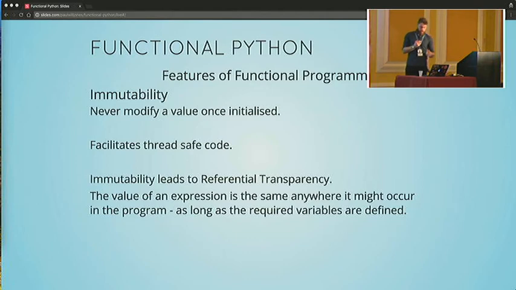Also, immutability leads to referential transparency. This means the value of an expression can be the same anywhere it might occur in the program, as long as the required variables are defined. Since values are never updated, they mean the same in any context once defined. This ties together with pure functions, as there are no mutations or side effects. We always know what the function will return.